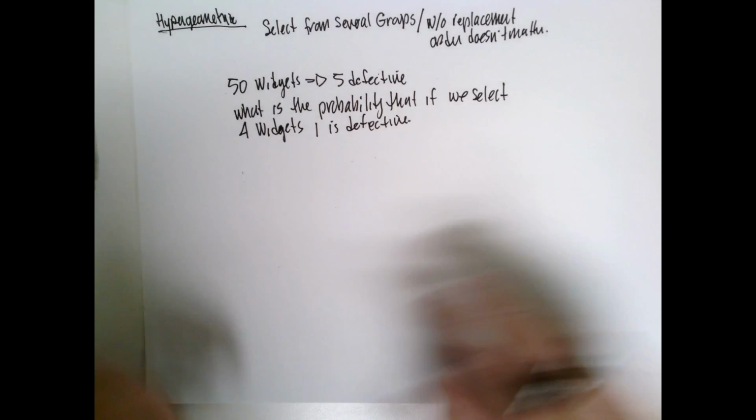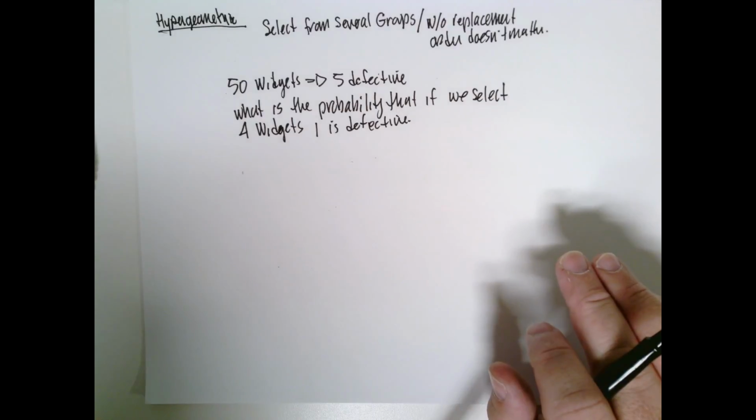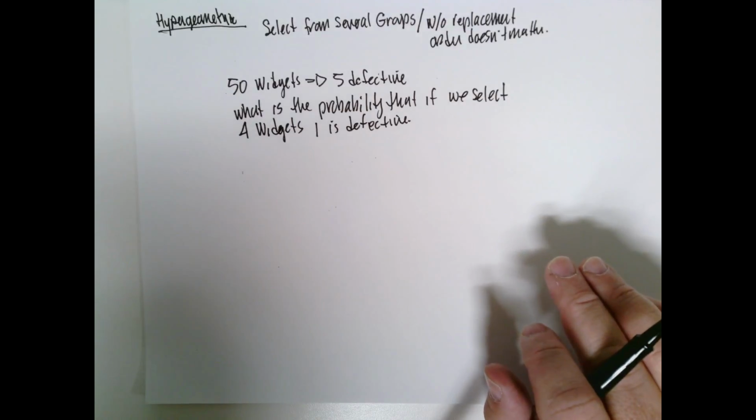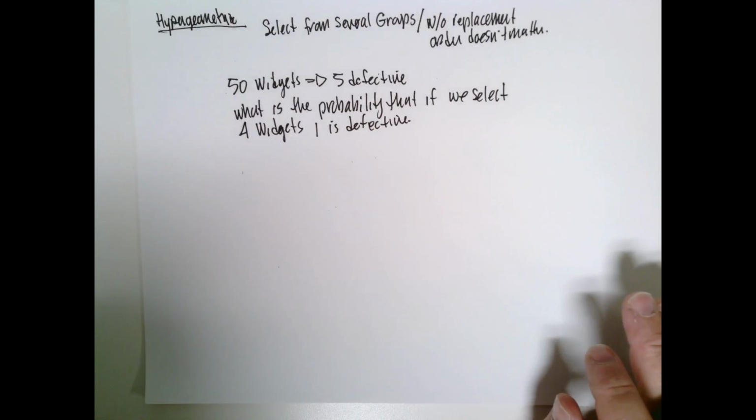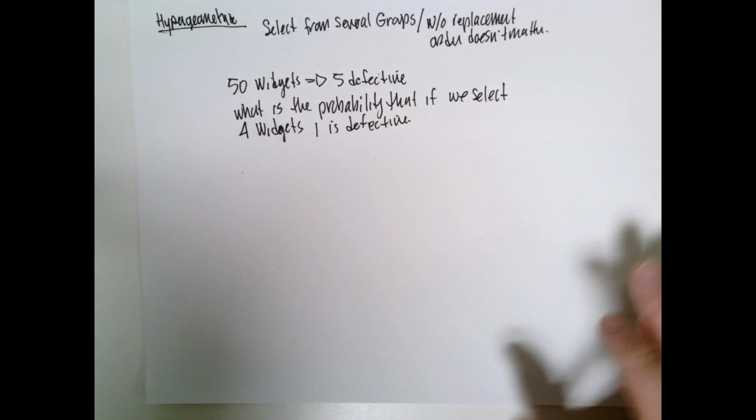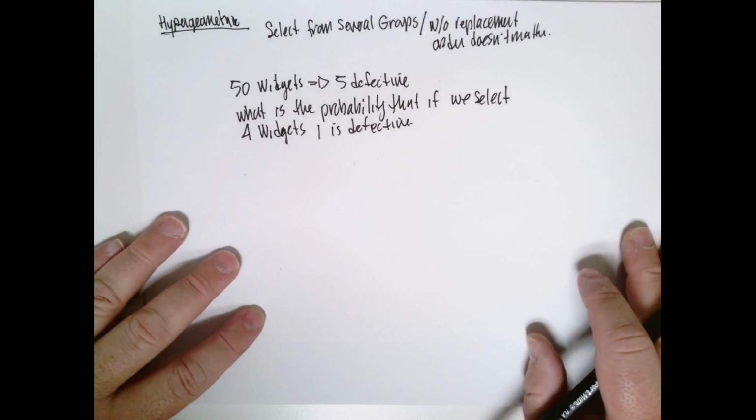Alright, so the last thing we're going to do is the hypergeometric. The book doesn't call it that anymore. It's where you select from several groups, without replacement, and order doesn't matter. So here's a type of example we might do.